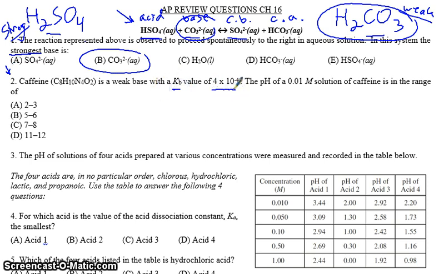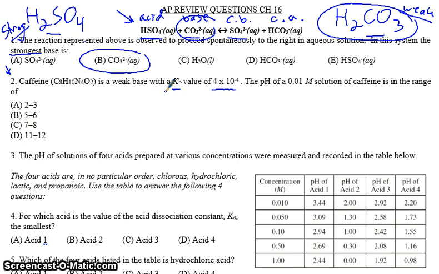Okay, number 2 asks about caffeine, which is a weak base, giving us a Kb value of 4 times 10 to the negative 4. The pH of a 0.01 molar solution of caffeine is in the range of one of these. Now, these AP exam questions actually do not allow you to use a calculator. So what we would need to try to do is calculate the pH of this without using a calculator.